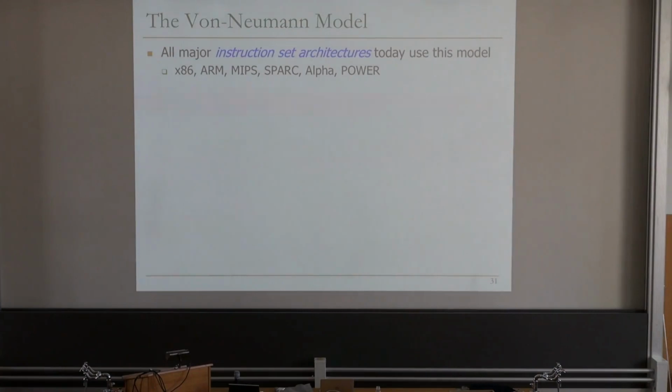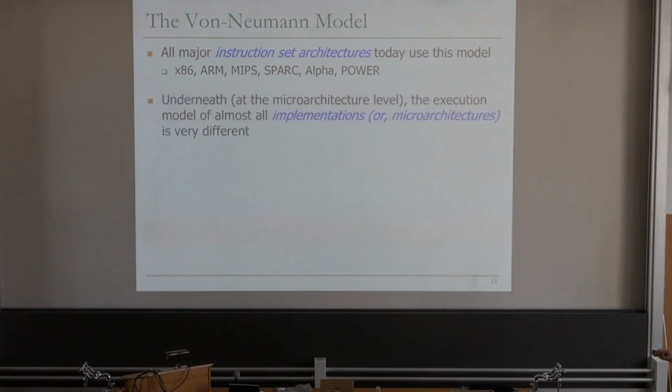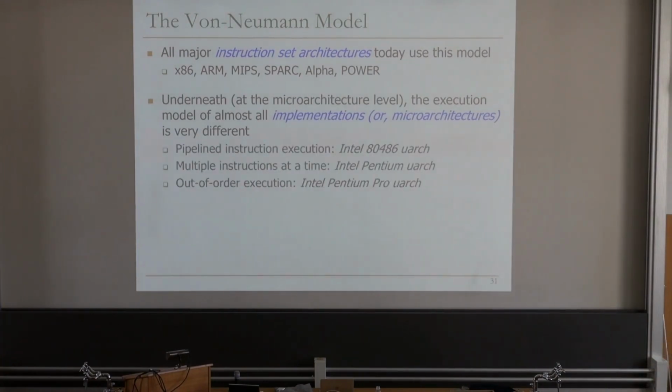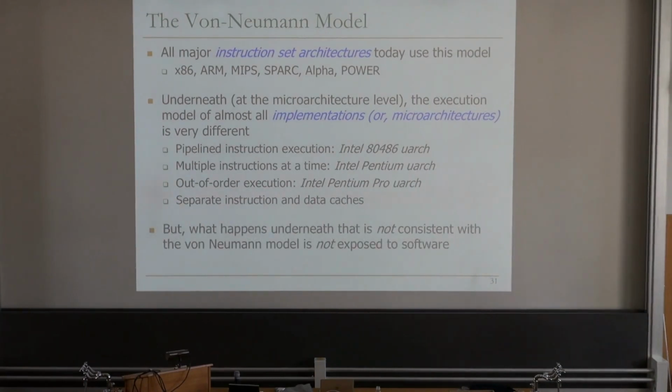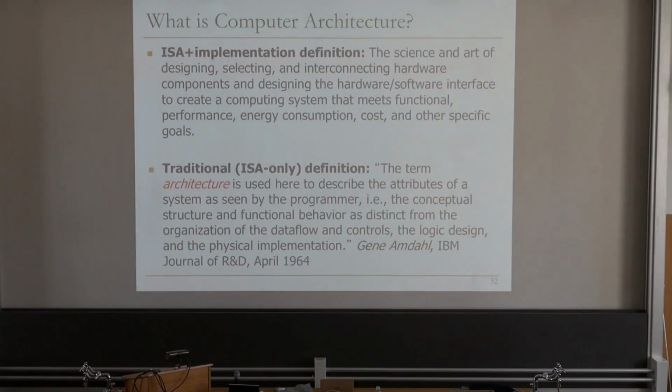Okay, so today all major instruction-set architectures use the von Neumann model. Underneath, implementations are very different, as I said. They use pipelined instruction execution, multiple instructions at a time, out-of-order execution, separate instructions and data. Basically, they violate everything that the von Neumann architecture specifies, right? Basically, what happens underneath that is not consistent with the von Neumann model is not exposed to software. That's why they can violate everything underneath, right? This is the difference between ISA and the microarchitecture.